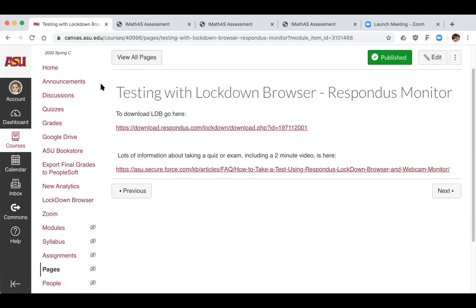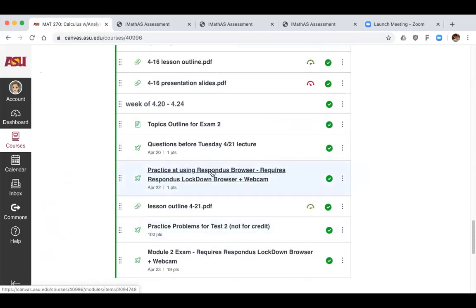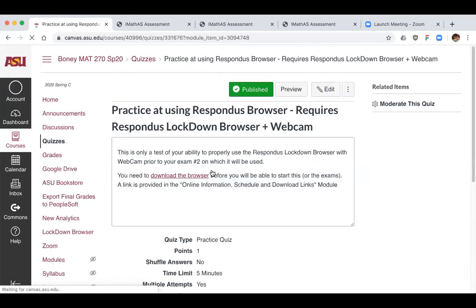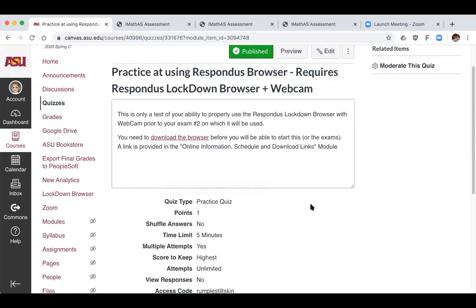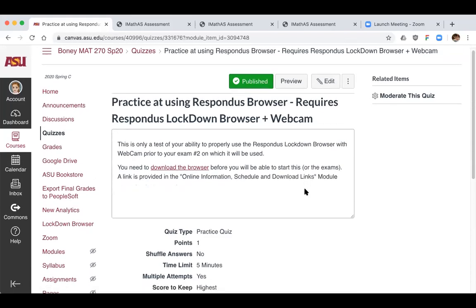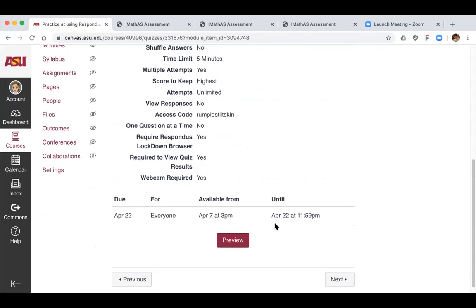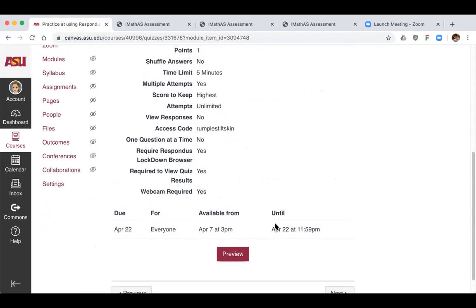When you want to go take the quiz, this practice here, you just have to click on it and you'll be able to see you need to download the browser. So there's another link where you can do it right there. Let's see. This is my view of it, not your view of it. So it won't appear for you right now, but I'll make it available through the 23rd, just in case you want to play with it on Thursday morning.